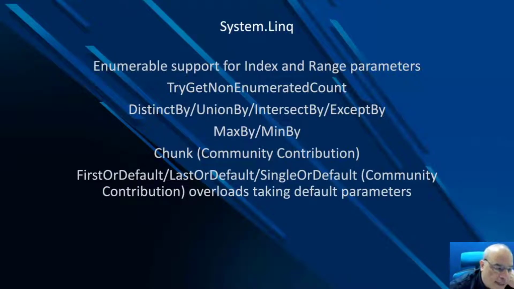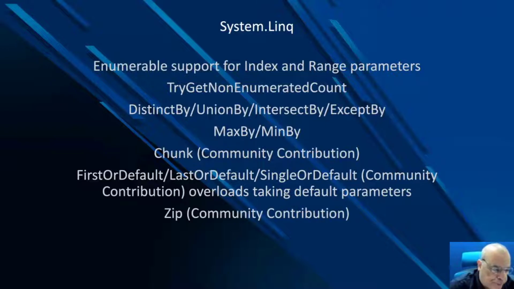First or default, last or default, single or default are now community contributions that allow you to overload what's there. So instead of just first or default returning whatever the default is for the data type you're using, you can now specify what the default is. Let's say you're selecting the oldest person in a group and there's no one in the group, by default that would return 0 for you. Maybe you wanted to return a null or a negative number. You have the ability to override those now.